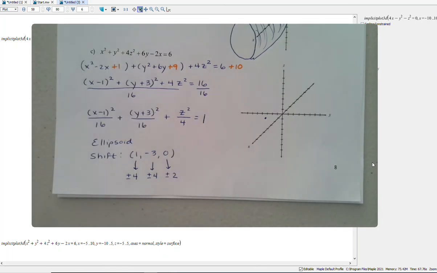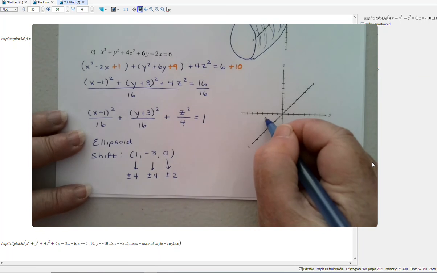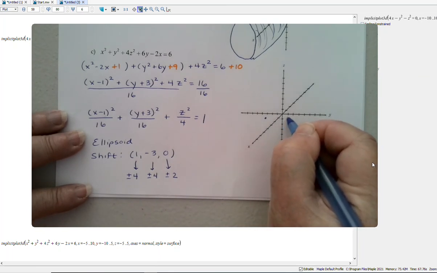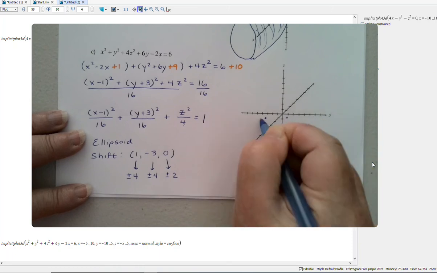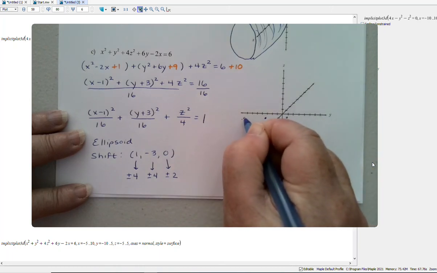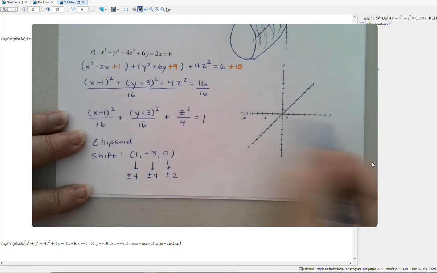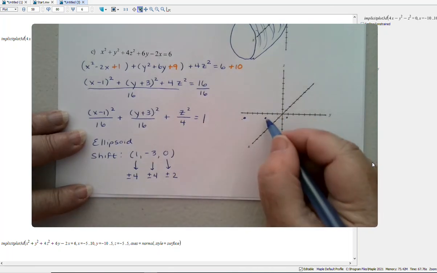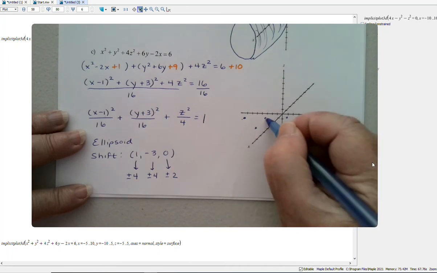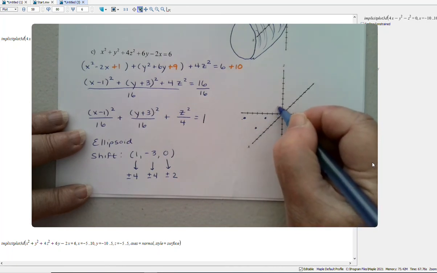So I'm going to basically just try and draw that. I'm going to say in the x direction, I'm going 1, 2, 3, 4. And this way, 1, 2, 3, 4, about like that. Oh, excuse me, that was the y direction. In the x direction, I'm coming out about 1, 2, 3, 4. I'm going back about 1, 2, 3, 4.